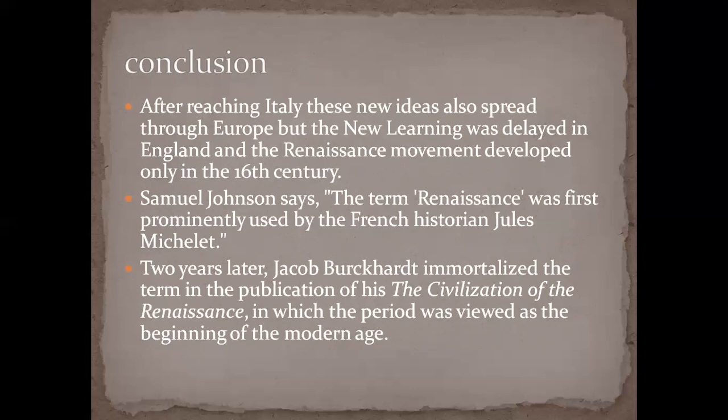The English Renaissance was a cultural and artistic movement in England dating from the late 15th to the early 17th century. So it is a movement that dated from the late 15th to the early 17th century. And the English Renaissance is different from the Italian Renaissance in several ways. The Renaissance that was there in England was different from that of Italy.